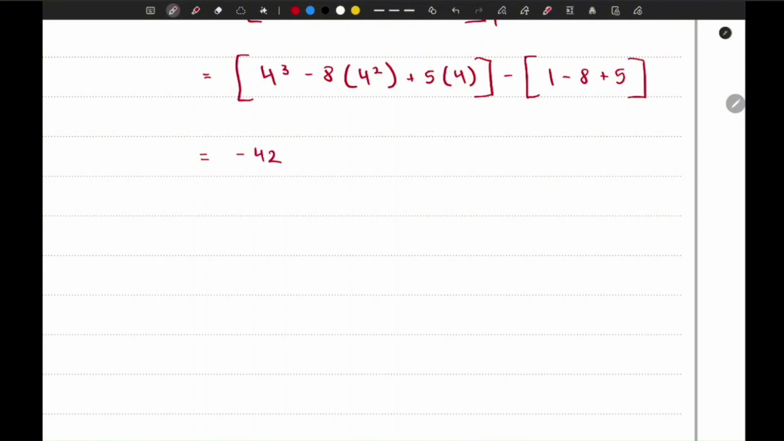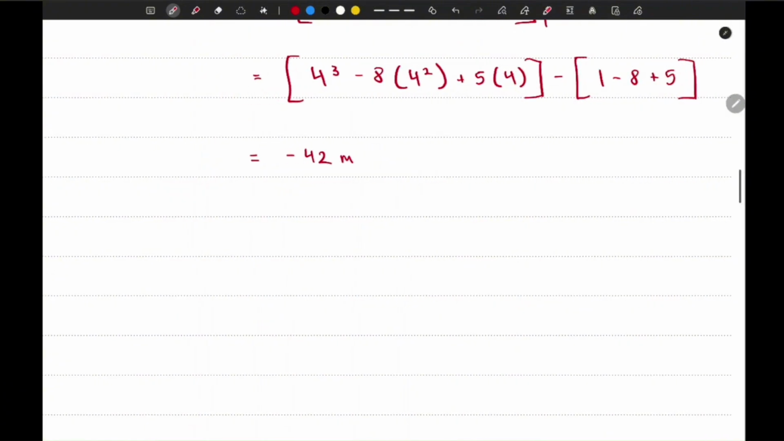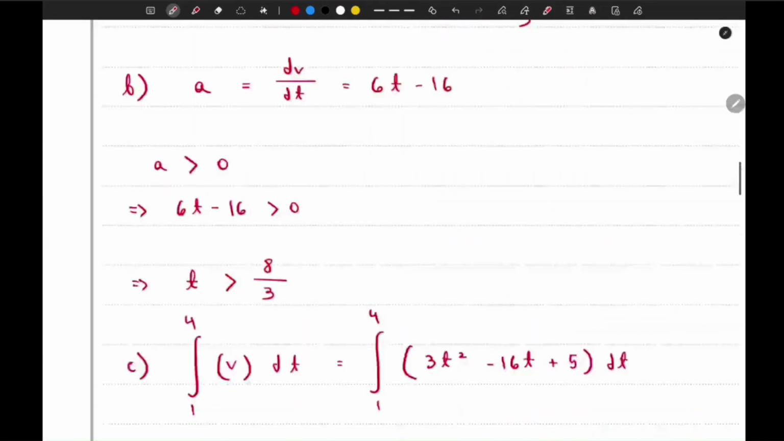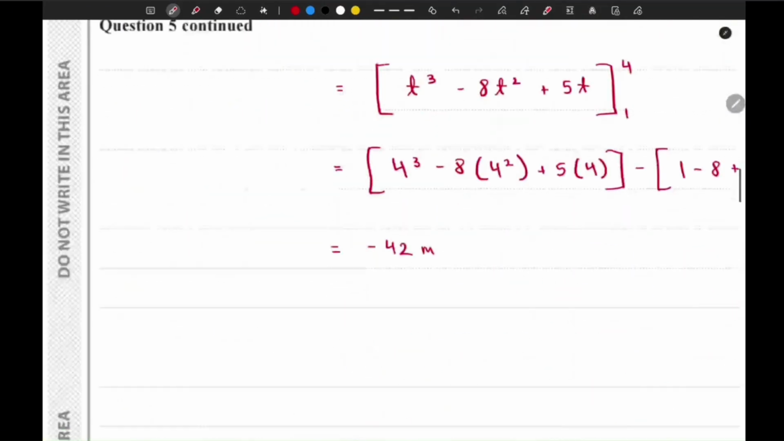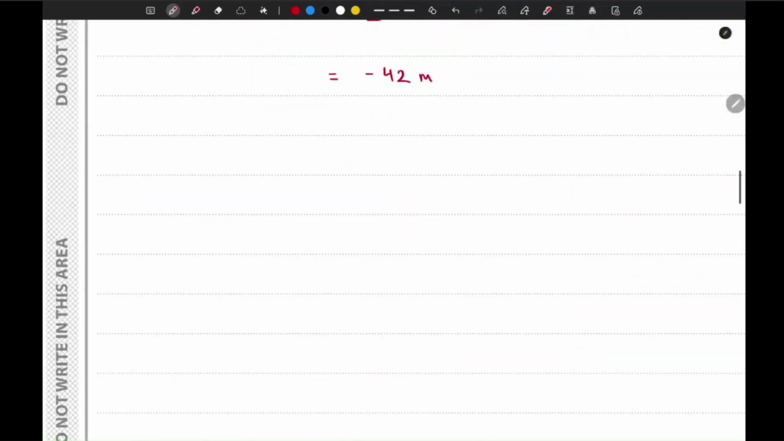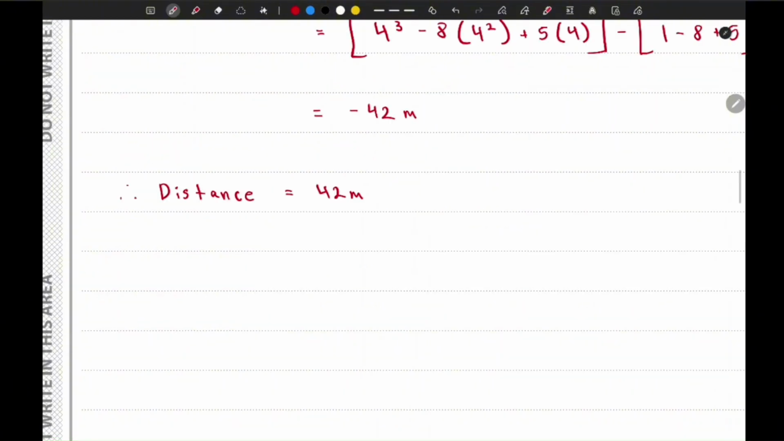Now, this is the value of the displacement. We need the distance. We know that since distance is a scalar quantity, it cannot be a negative value. So what we need to do is that at the very end, we have to write distance is equal to 42 meters. So that is the answer to this question.